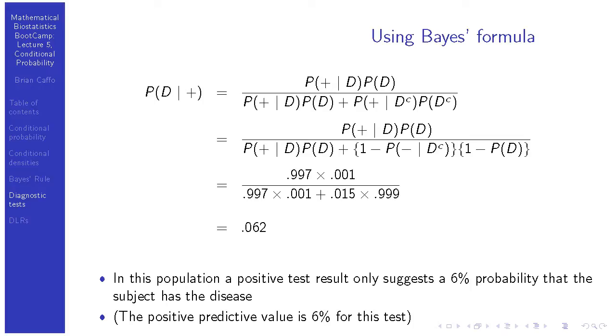We get 0.997 times 0.001 divided by 0.997 times 0.001 plus 0.015 times 0.999. This works out to be about 6%. So it works out that a positive test result only suggests a 6% probability that the subject has the disease. Or in other words, the positive predictive value is 6% for this test.